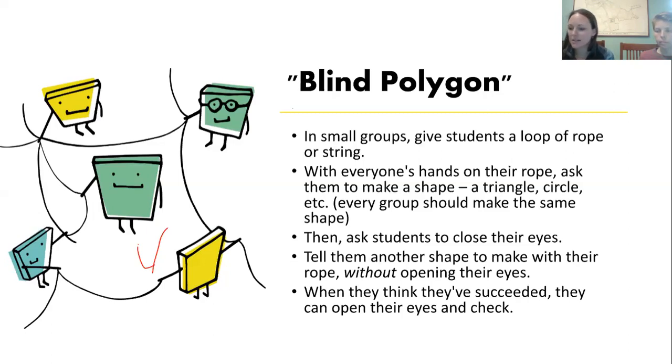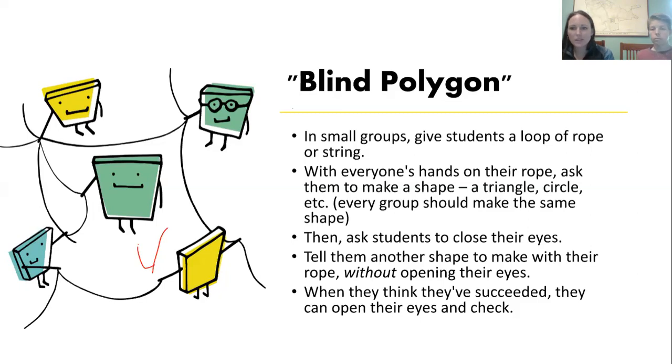It's an activity called Blind Polygons. So, for example, in small groups, you give students a loop of rope or string, right? Very low props. You could buy a ball of yarn. With everyone's hands on the rope, you're going to ask them to create a shape. It could be a triangle, a circle, etc. Everyone should try to make the same shape, though, in these groups of, say, 4 or 5 students together.